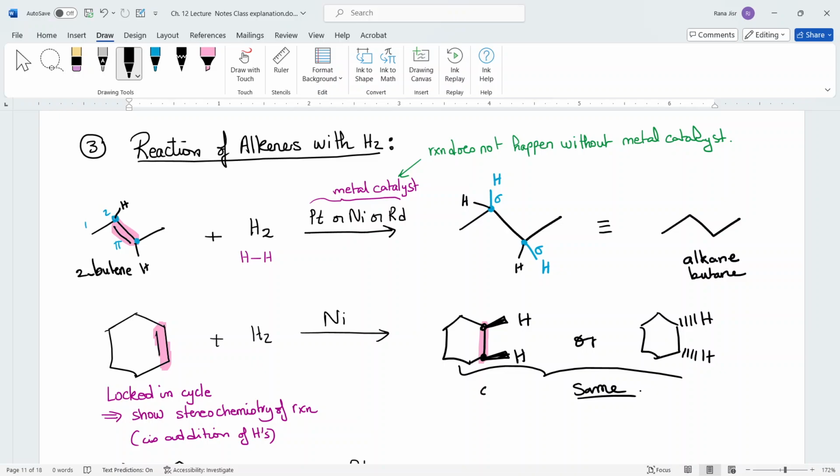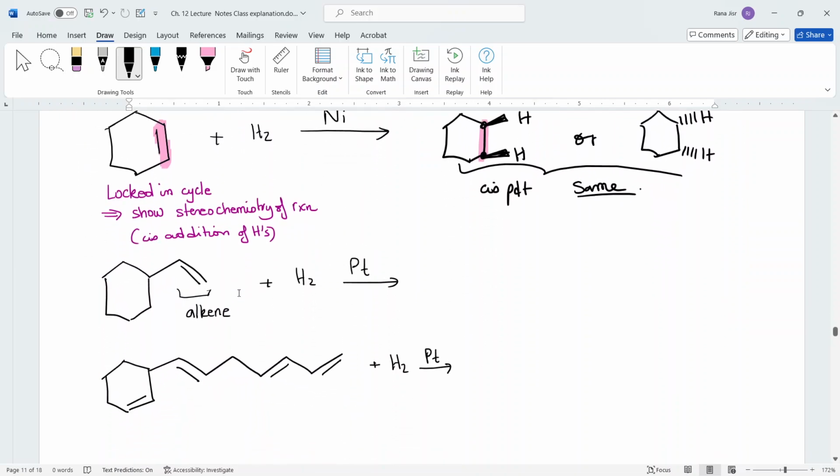The product is going to be a cis product. So the stereochemistry of this reaction is going to be a cis addition. So the bromine addition is a trans addition, and the hydrogen addition is a cis addition when the double bond is locked in the cycle. When the double bond is in the chain, we don't care. Just go ahead and add the hydrogens to the carbons of the double bond.